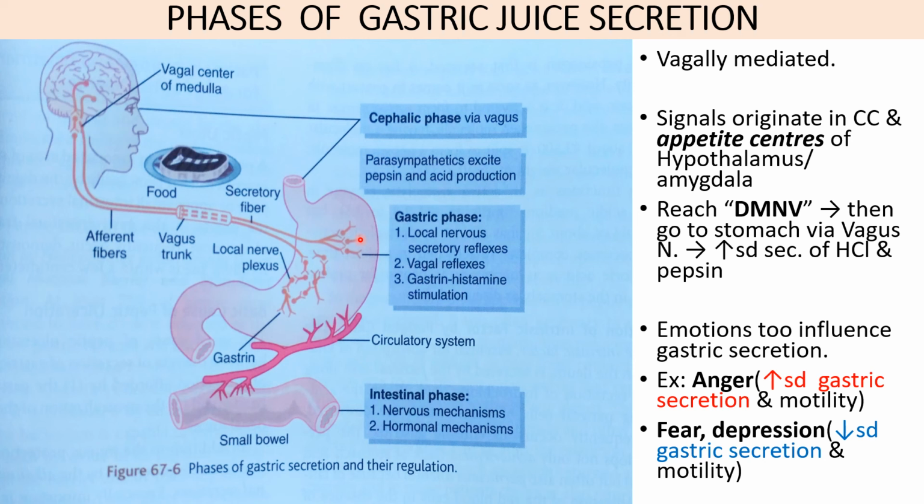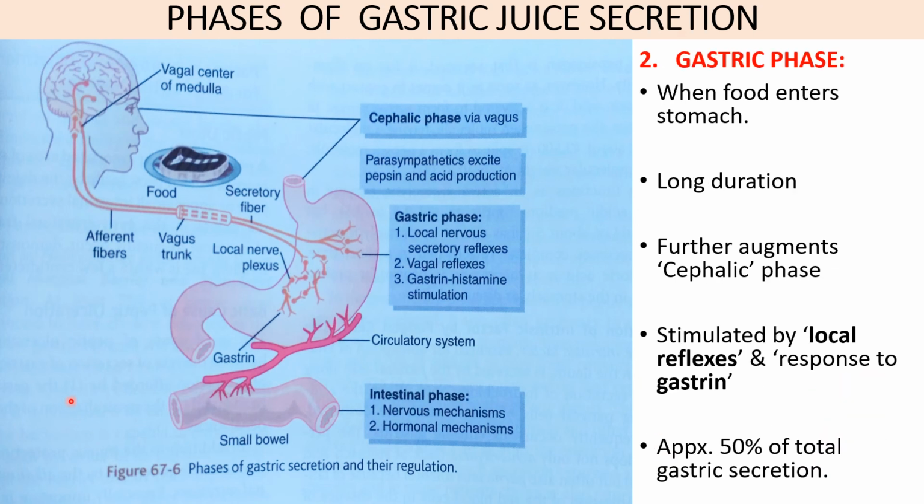Strong emotions sometimes can influence or affect this mechanism. For example, anger will cause increased gastric secretion and gut motility, whereas fear and depression can cause decreased gastric secretion and gut motility. Now, the second phase is the gastric phase.